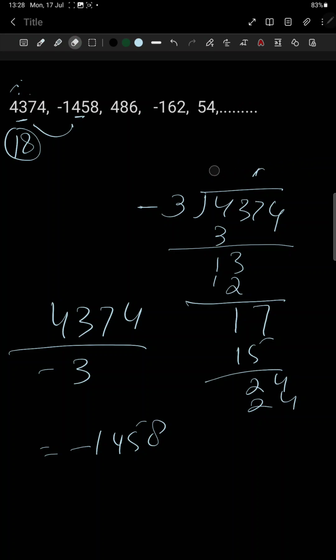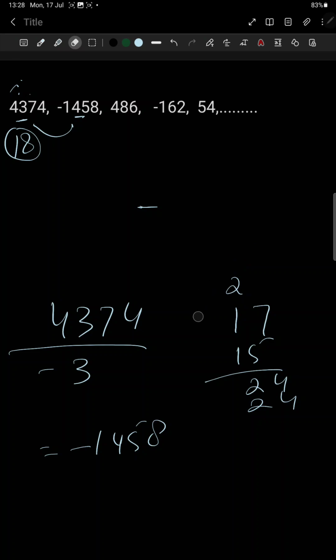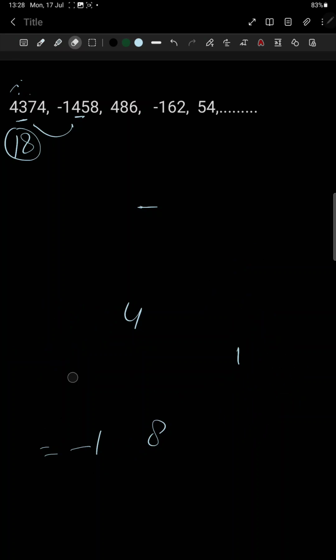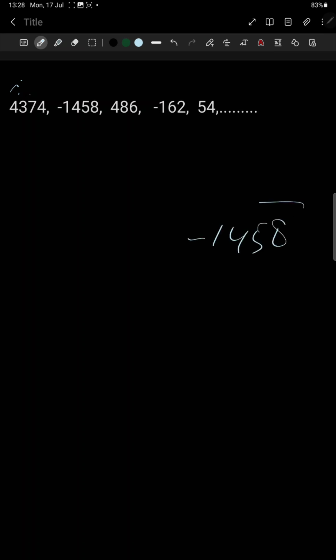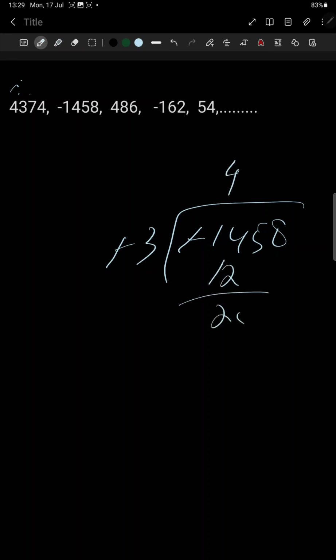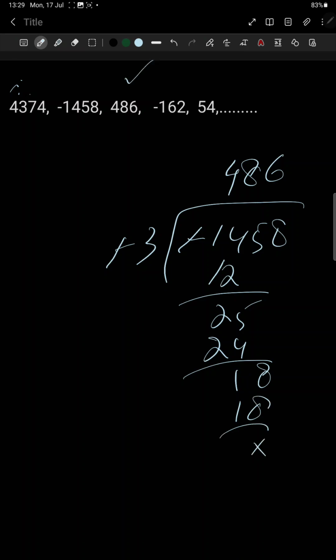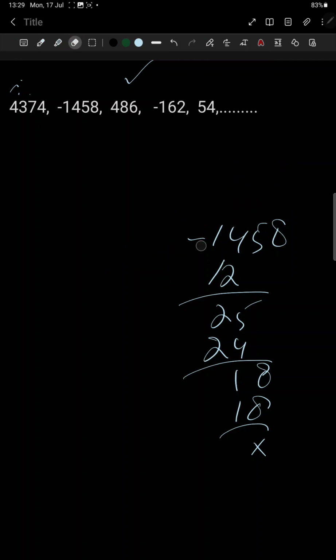Now we will check one more term, whether our difference is the same or not, whether we are getting each term by dividing or by something else. Now we will check the next one. -1458 divided by -3. Minus will be cancelled by minus. 3 3s are 9, 3 4s are 12, 3 8s are 24, 3 6s are 18. So we are getting this number, which is positive now. So it means our rule is working.